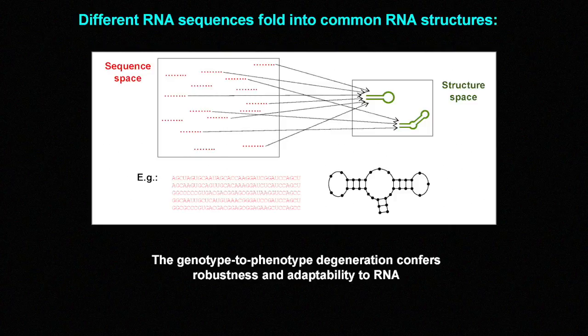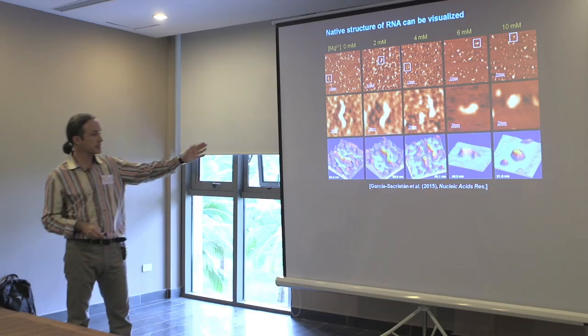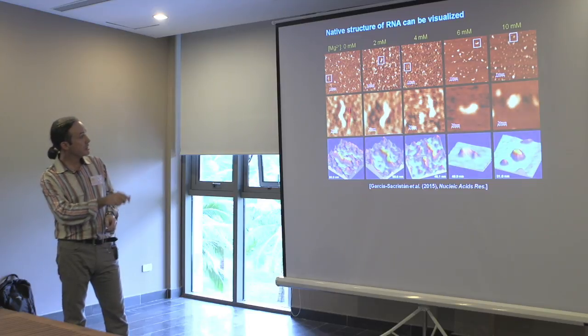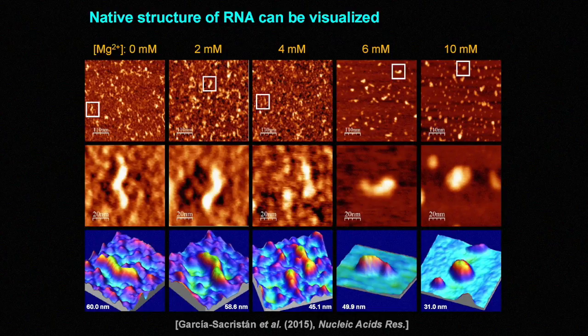By the way, the native structure of RNA can be not only computed, we can see it in the lab. This is one of my papers. And we are using different kinds of molecules, and in this case this is the same molecule at different magnesium concentrations. This is an RNA molecule, 3 nucleotides long. So perhaps it's the first time you see an RNA in your life. So this is RNA. These are my friends.